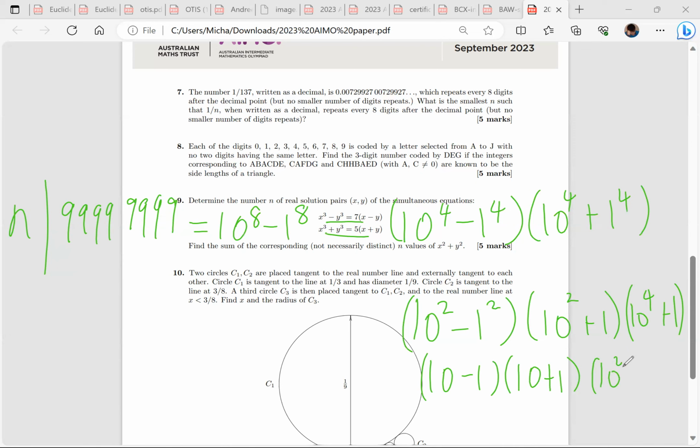Okay, and then 10 squared plus 1 is 101, and then 10 to the 4 plus 1. Okay. And then you just divide the 10,001 by 101. Yeah.